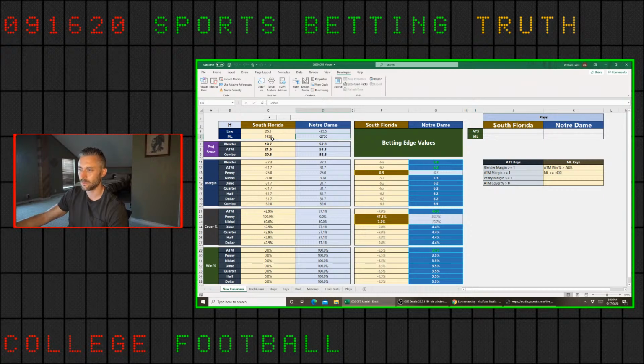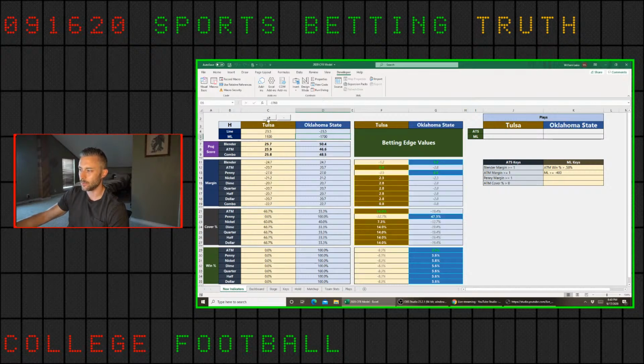South Florida, Notre Dame, no play. Notre Dame meets 3 of the 4 keys, but not all of them, and they're too big of a money line favorite to play on the money line. But if there would be a play in this game, it would be Notre Dame if you really wanted to play it.